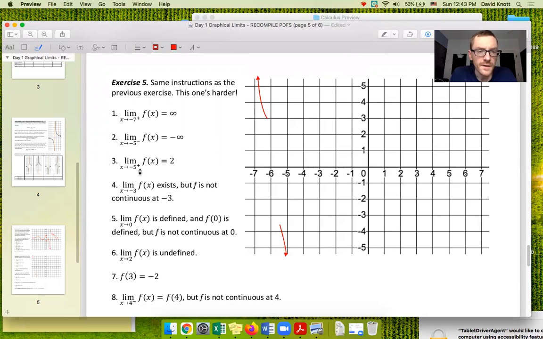As x approaches -5 from the right, I want the function to approach 2. Okay, so here's 2 right here. So as I approach -5 from the right, I'm going to have it approach 2 like that. That's fine.